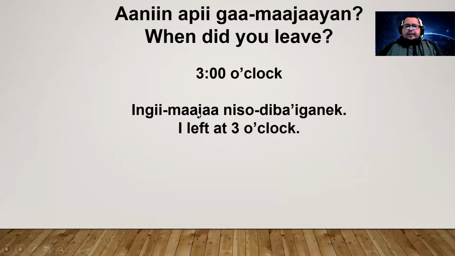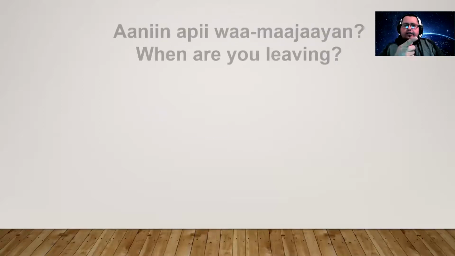Okay, so we're bringing our times into this. I left at 3 o'clock. Ingi, I, past tense. Maja, he or she leaves. I left. Niso debaiganek, at 3 o'clock. Okay, remember our G or K ending makes it at. Niso debaiganek, at 3 o'clock. Anina pi ga majayan. Ingi maja niso debaiganek. I left at 3 o'clock. Okay, so take time with these and practice them. You'll see a pattern in our words when we practice and go back and look. And so this is past tense. You're going to see a future tense one now.